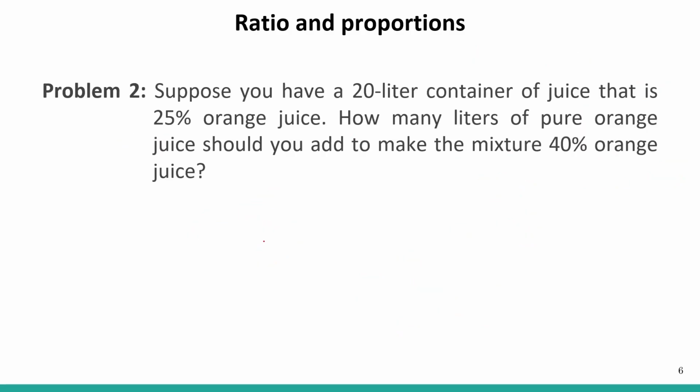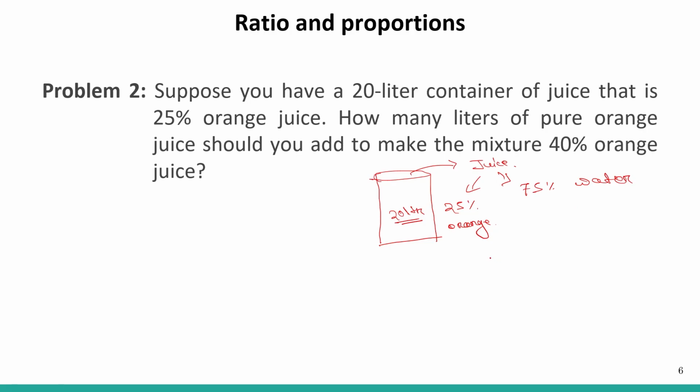Okay, so let's see problem number 2. Suppose you have a 20-liter container, and its capacity is 20 liters. It contains juice that is 25% orange juice. How many liters of pure orange juice should you add to make the mixture 40% orange juice? So 75% must be water.